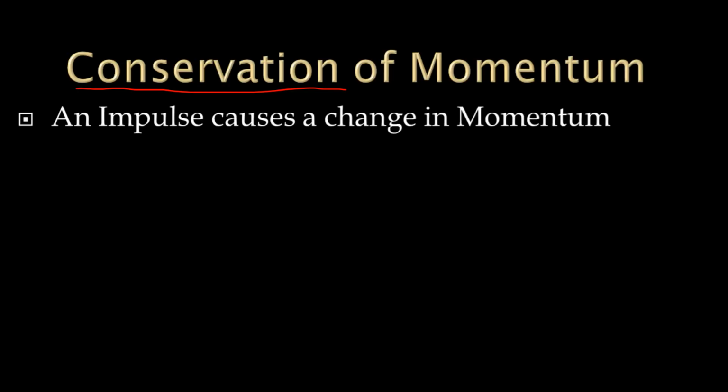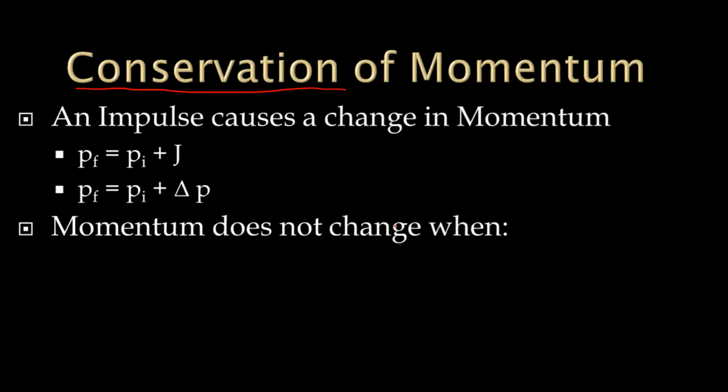Remember that it's an impulse that causes a change in momentum. Our final momentum is equal to our initial momentum plus the impulse. Another way of saying that is our final momentum is equal to our initial momentum plus that change of momentum, which is caused by the impulse.